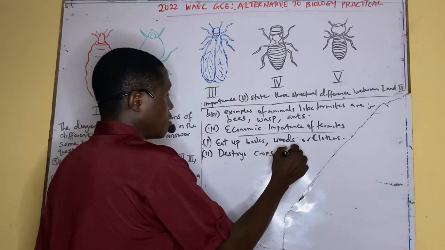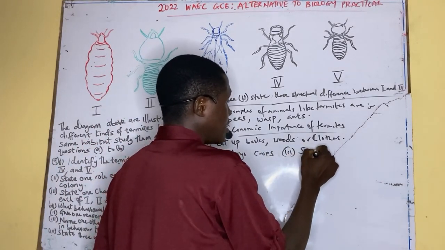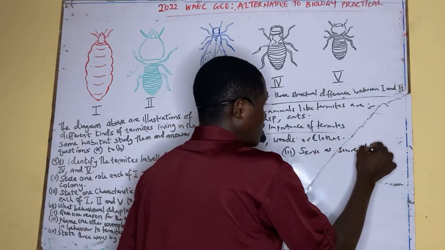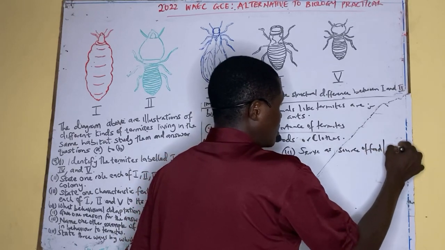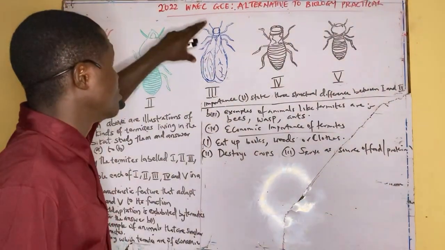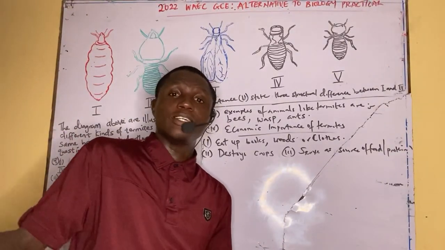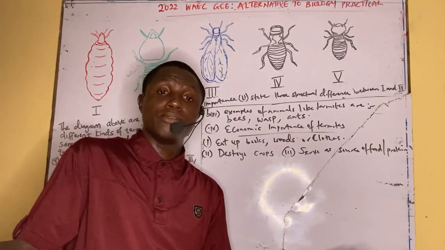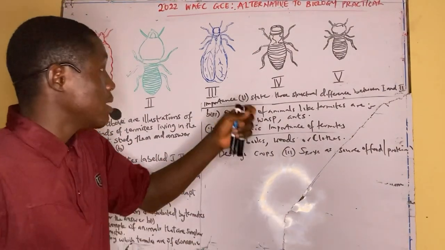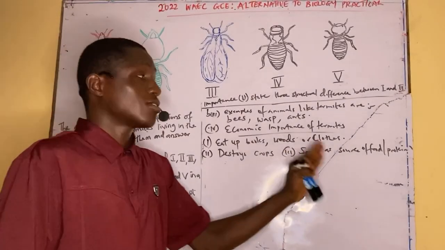Also, number three, one of the good or positive contributions is that they serve as a source of food or protein. There is something we call in Yoruba, especially the reproductives. They reproduce during the rainy season, when they come out where there is a fluorescent light, and people eat them in Yorubaland. We call them isunsun.